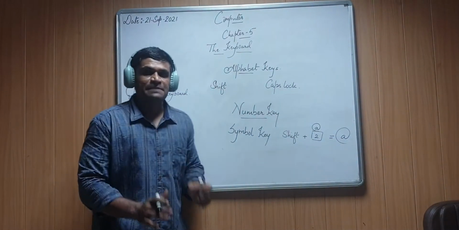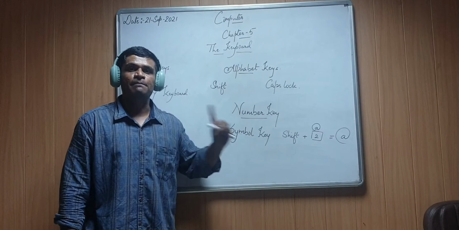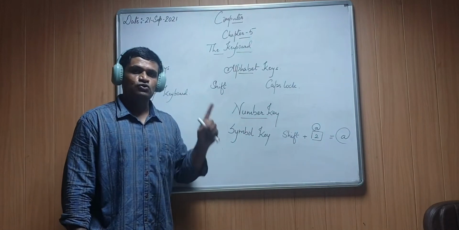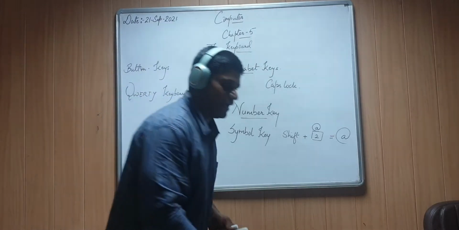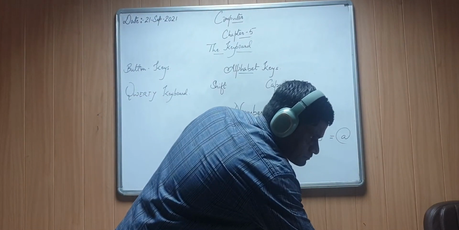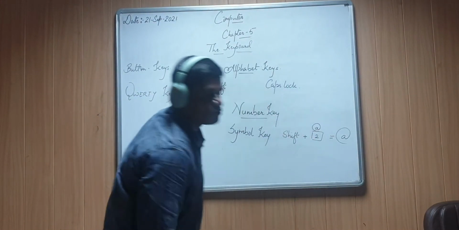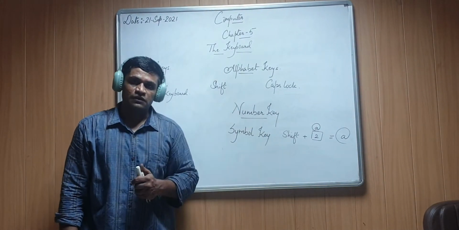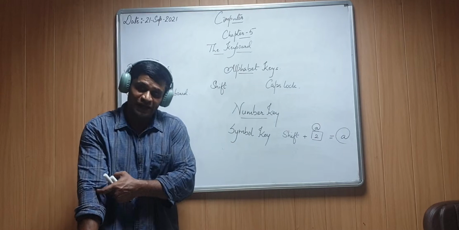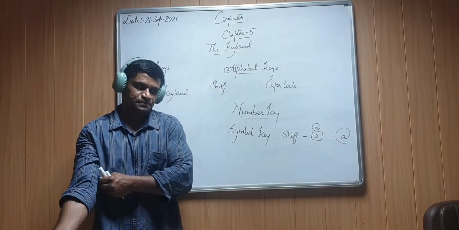If you simply press the number key, the number will get printed. But to print the symbol, we have to use the shift key, and it will help you display the symbol which is available on that key. It will print that symbol on the page.